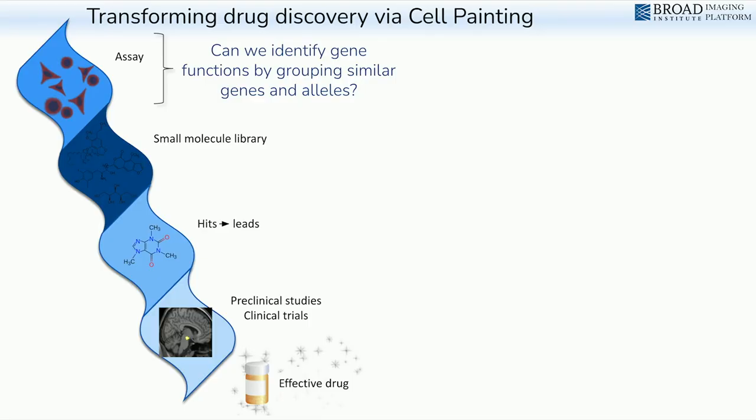All right, so all of those examples we gave so far were how do we find a phenotype that's associated with a human disease. Next application we'll go to is can we identify gene functions by grouping similar genes and alleles with each other.